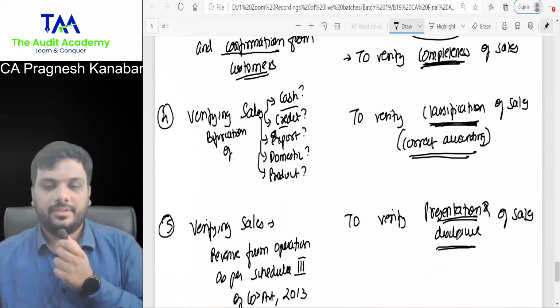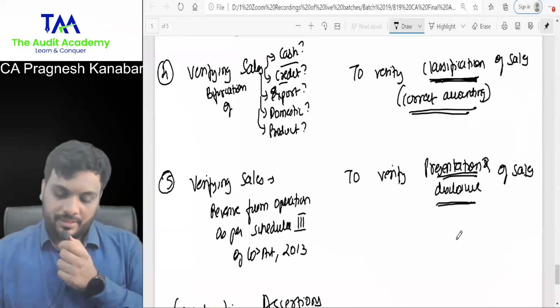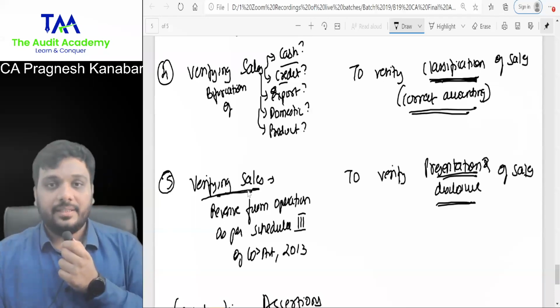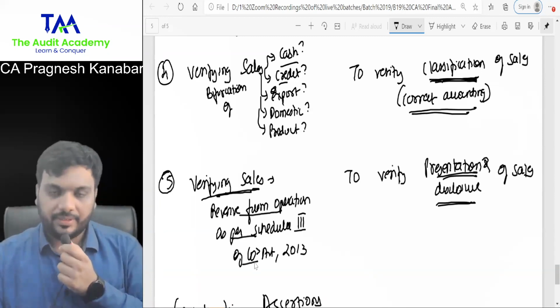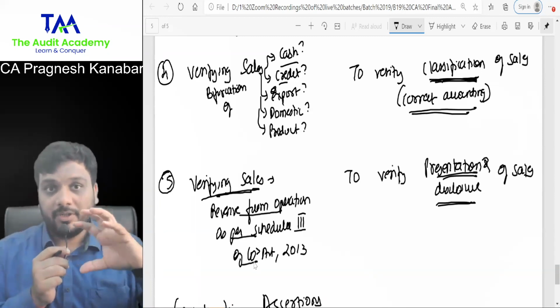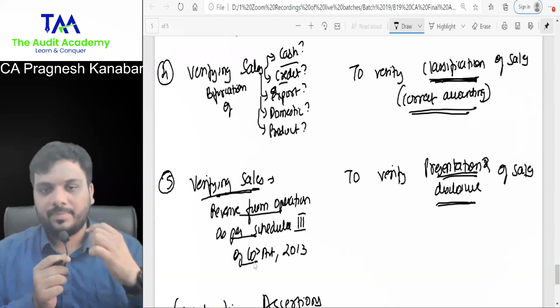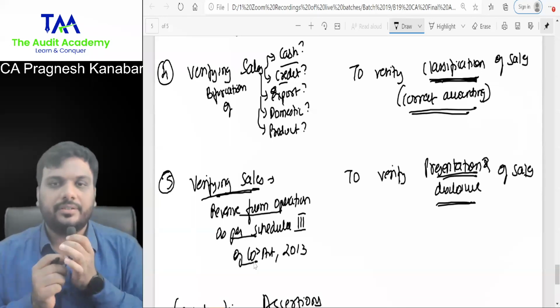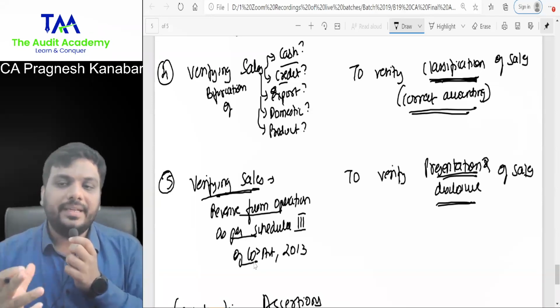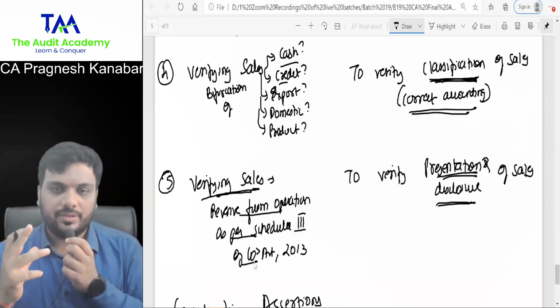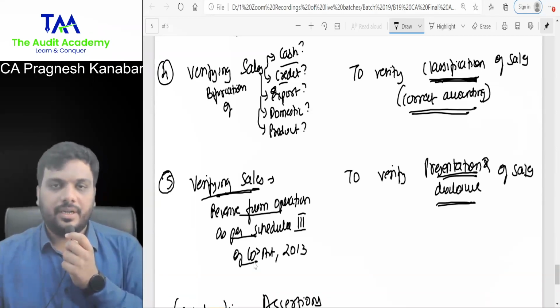Then next, verifying sales is revenue from operations as per Schedule 3 of Companies Act 2013. All right. Whether it has been shown as revenue from operations as per Schedule 3 of Companies Act 2013. This is to verify P and D of sales, presentation and disclosure.